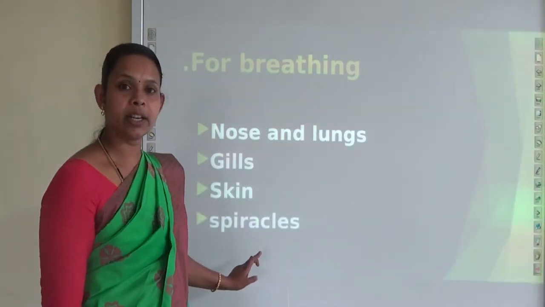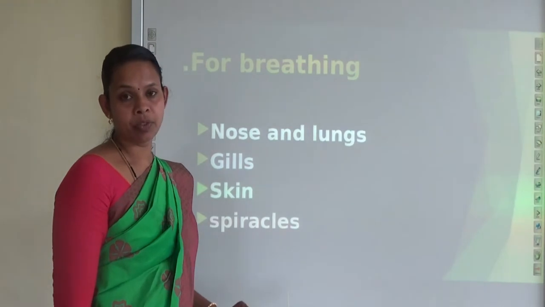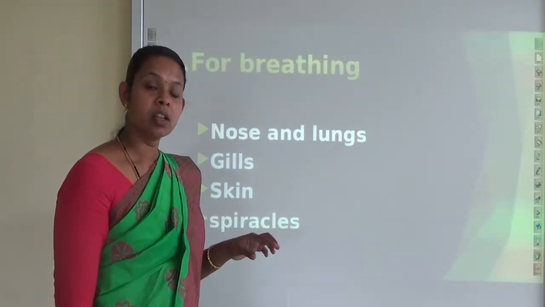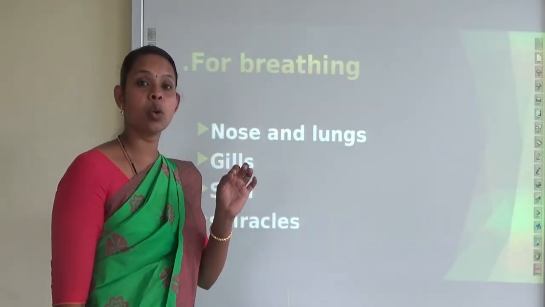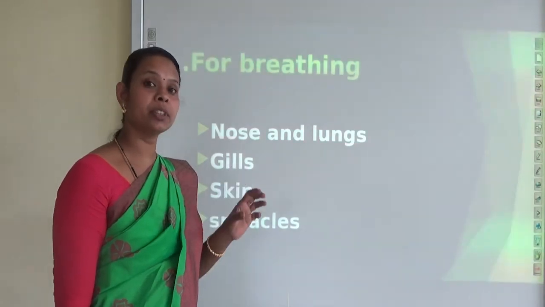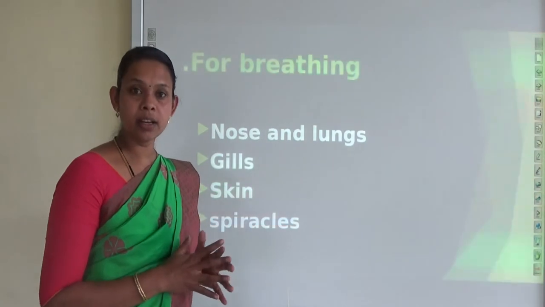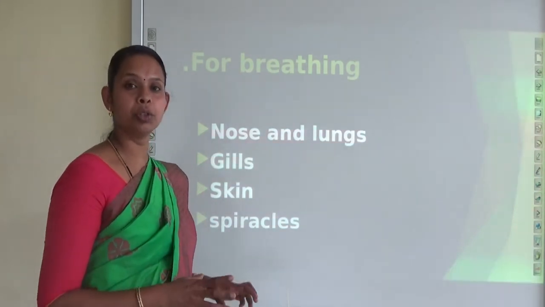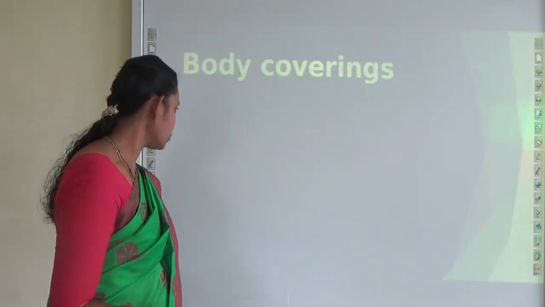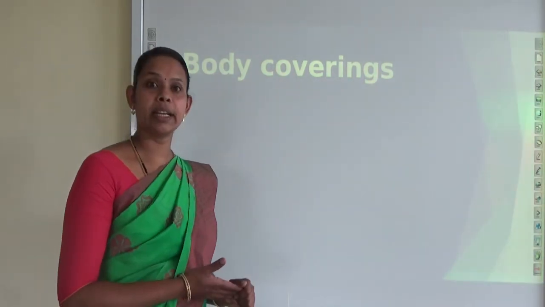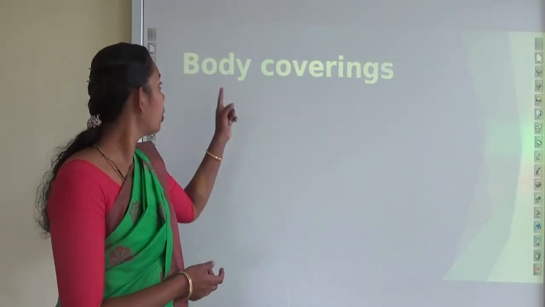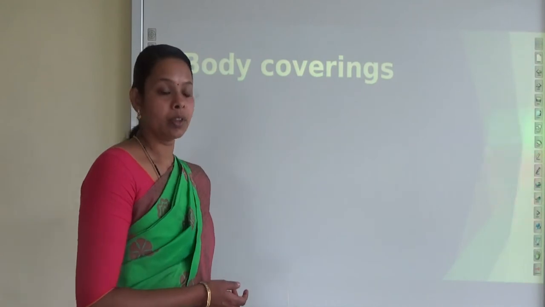And next one is about spiracles. What do you mean by spiracles? Spiracles means the small tiny holes present in the head of insects like cockroaches and grasshoppers, which help them to breathe. And next we will study about the adaptations of body covering.